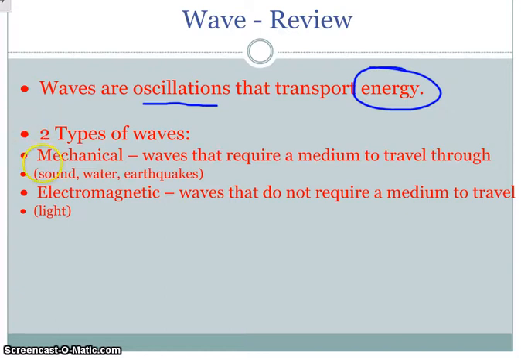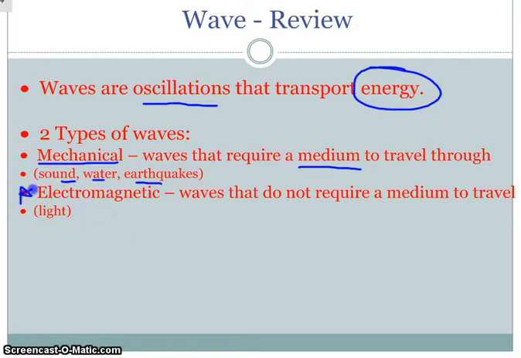Remember, we have two types of waves. We have mechanical, and those are waves that require a medium, and remember, a medium is something that you can travel through. Examples are sound, water, earthquake. The sound wave's medium would be the air itself. A water wave would be water, of course, and then earthquake waves would be the ground that it travels through.